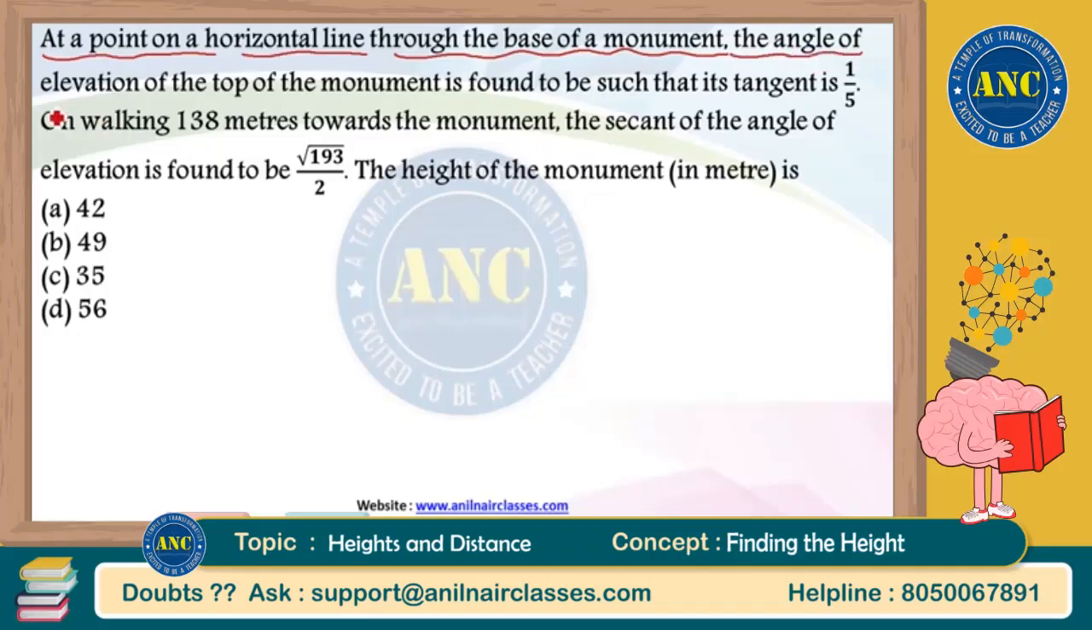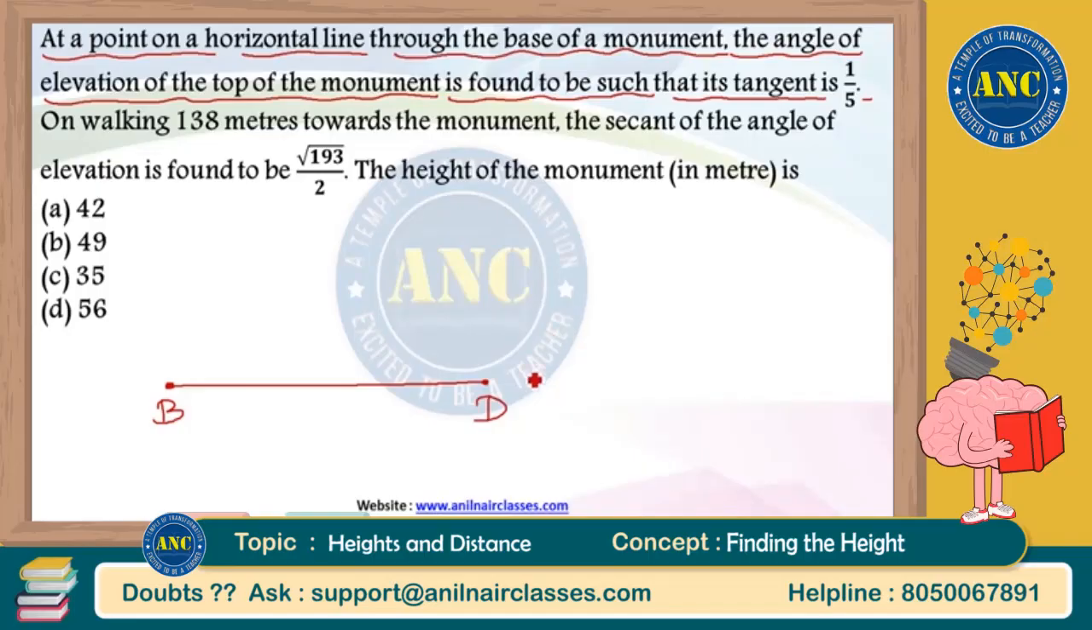the angle of elevation of the top of the monument is found to be such that its tangent is 1 by 5. That means there is a horizontal line. I will name that horizontal line as BD. At a point, you can name anything, sir. I am just representing by some letters.